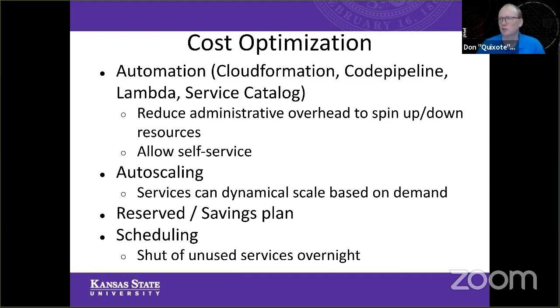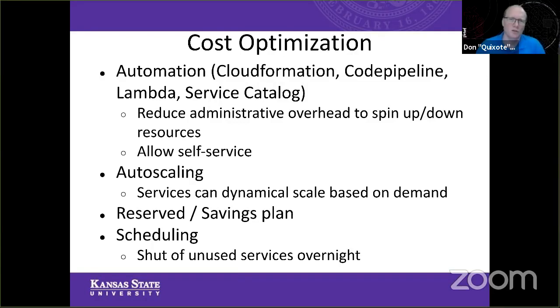To do cost optimization, the first thing is to automate. If you're doing things manually, you're much more likely to make errors. Automation reduces administrative overhead, spins resources up and down, and gives you time to go check on things. CodePipeline, CloudFormation, Lambda, and Service Catalog will help with that. It also allows self-service, so your devs can spin up their own resources but still keep them constrained, and let your admins go do other things like make sure everything's going okay.